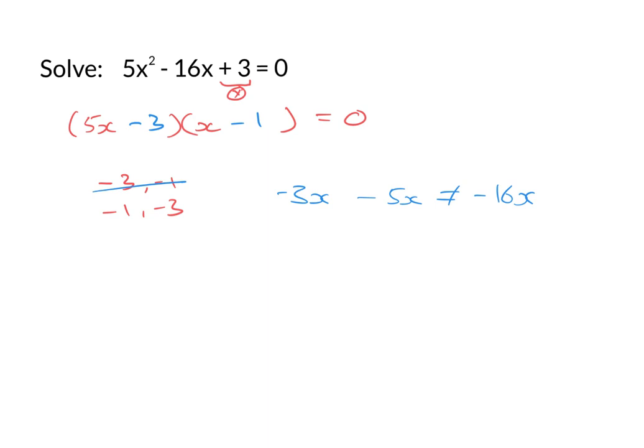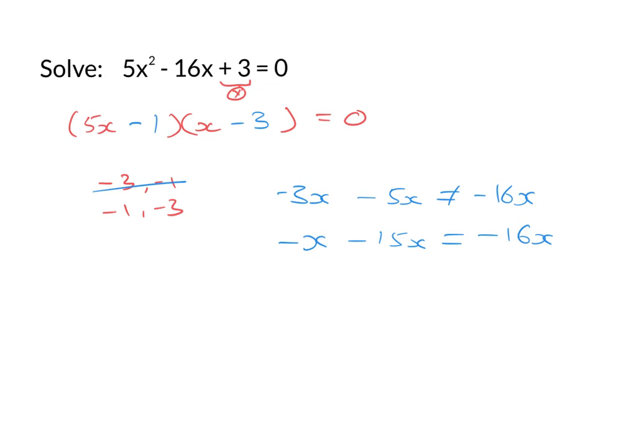So hopefully it should be the other one. So I'll just erase this and put my numbers in. So it's negative 1 here and negative 3 here. So let's see, minus 1 times x is going to be negative x. And then 5x times negative 3 will be negative 15x, which does equal negative 16x. So that is my factorisation done.